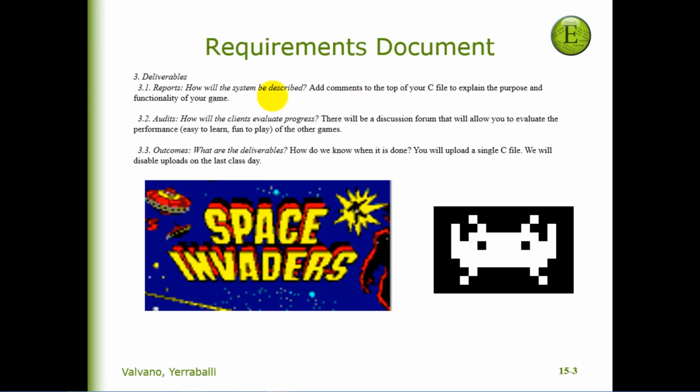And the last part of a requirements document is the deliverables. We won't make you write a report, but we do encourage you to put comments in your C file. We don't have any audits, but we will allow you to talk about your game in the forums. And the ultimate deliverable, like we said, will be one large C file that we can upload and share with the class. All right, let's start building.